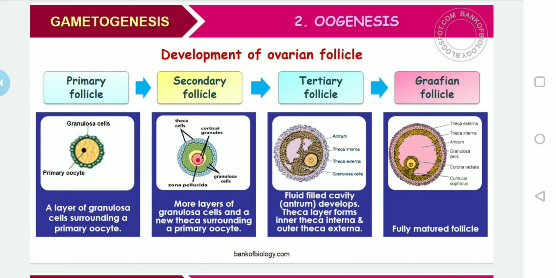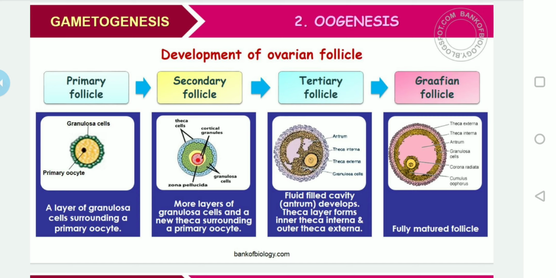Then what will be the next? What will happen? The secondary oocyte forms a new membrane. This membrane is also called zona pellucida, and it surrounds the oocyte. I hope you can identify the diagram, the Graafian follicle structure. That is a fully mature follicle. There you can identify it. And here the secondary oocyte forms a new membrane called zona pellucida, isn't it?